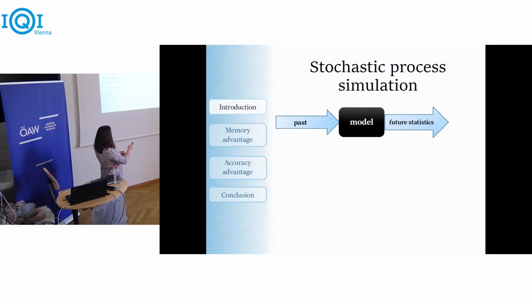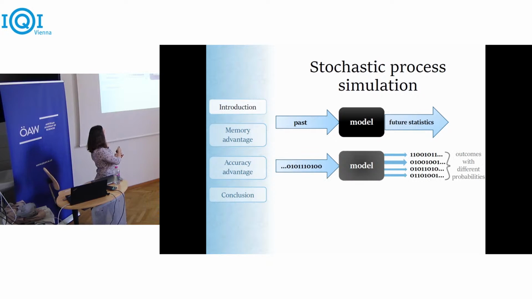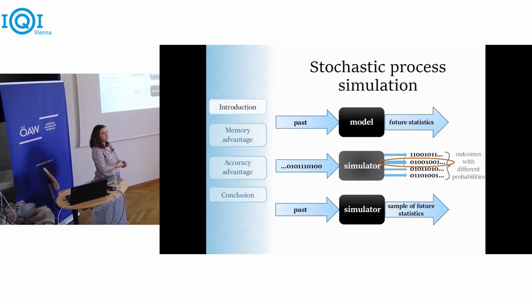Okay, so a model of a stochastic process should accept information about the past and then tell you about the future statistics. So we'll be looking at discrete time processes, and so if the output is like a binary variable, then the past could look something like this, and the model should tell you all the different futures that can occur and with what probability each one happens. A simulator will just pick one of the outputs according to the correct probabilities. And so basically it's sampling this future statistics.